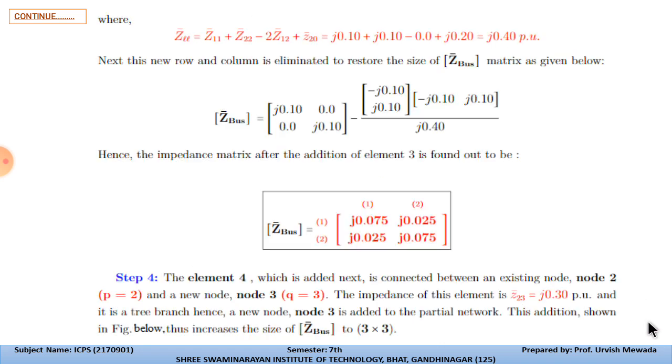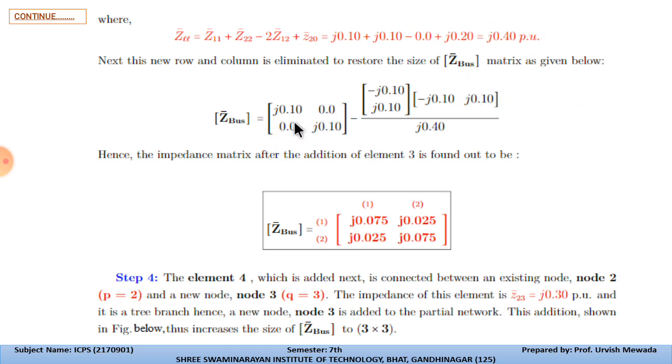So let us see, where ZLL is Z11 plus Z22 minus 2Z12 plus Z20. This is the formula for ZLL. We have all the values of Z11, Z22, Z12 and Z20, so by placing these values we will get the value of ZLL. Use this formula to find ZLL. Now this new row and column is required to restore the size of the Zbus matrix, which is given below.